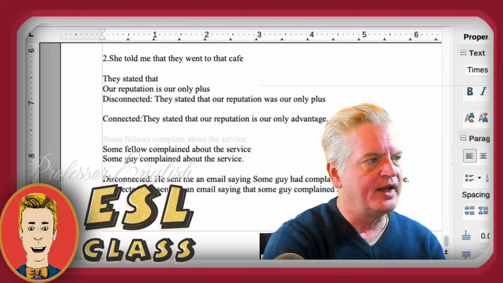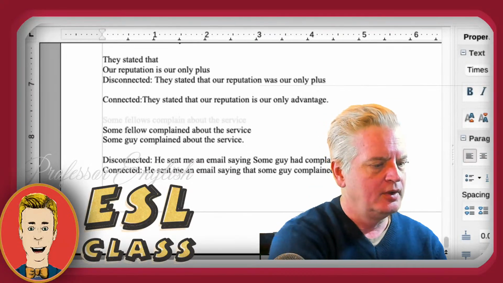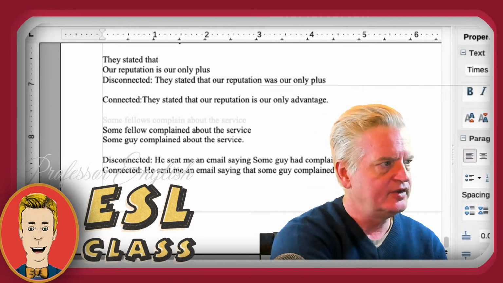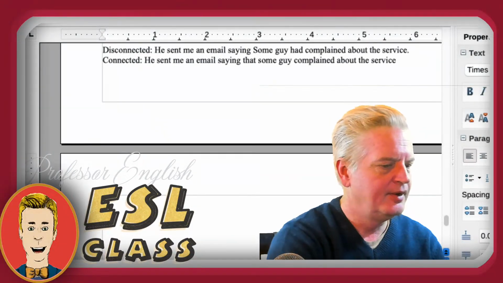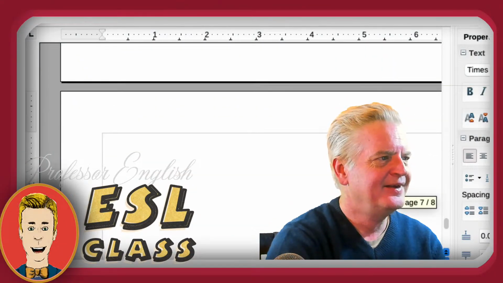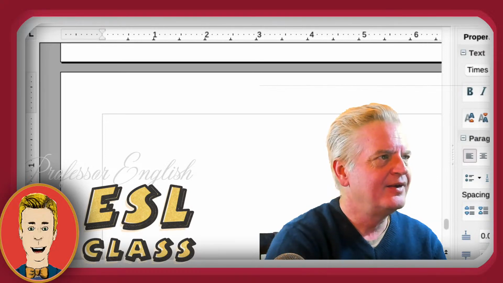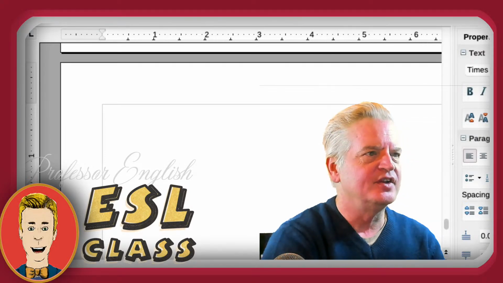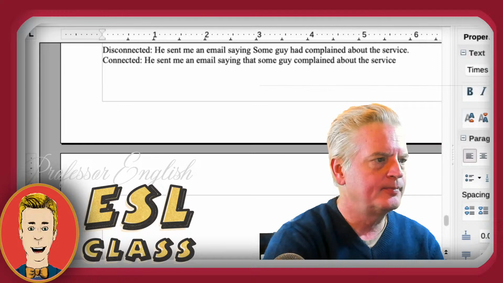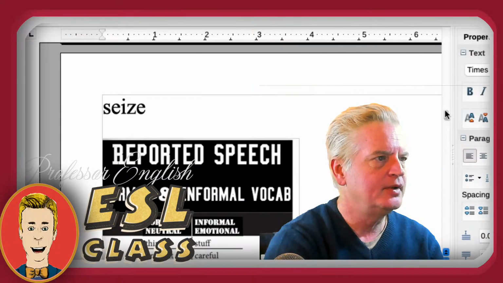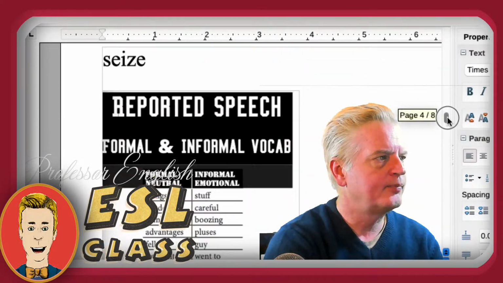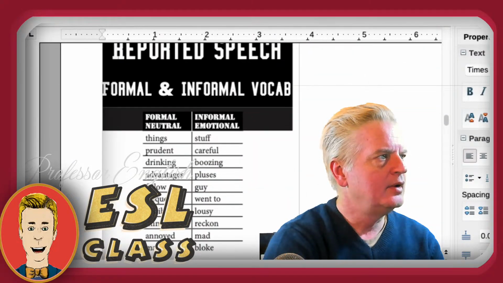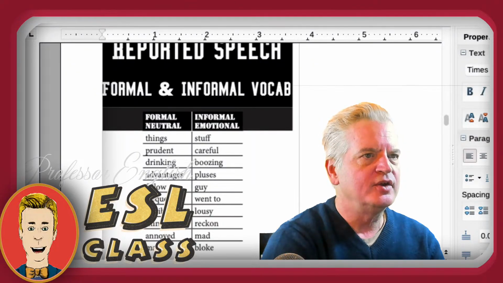Let's take a look at another example. I'm going to start a new page here. Oh, but let's go back up to the synonym chart, because I'm going to ask you to make a synonym. Okay. So here's a new sentence.